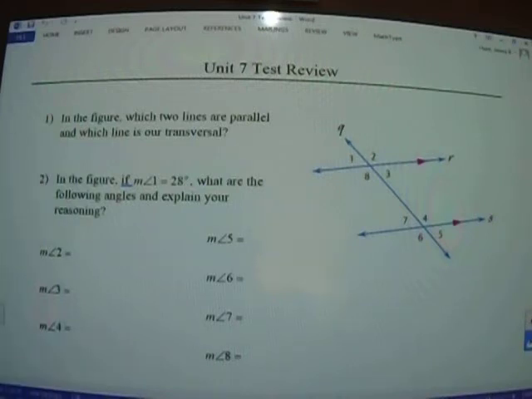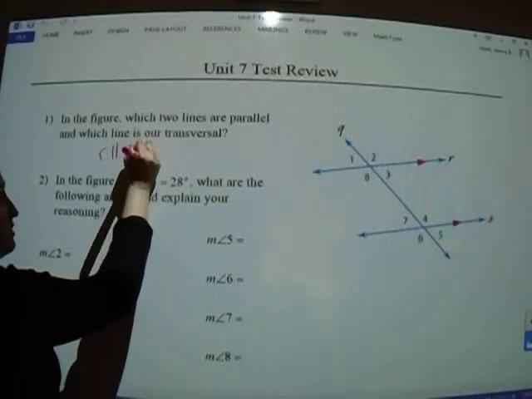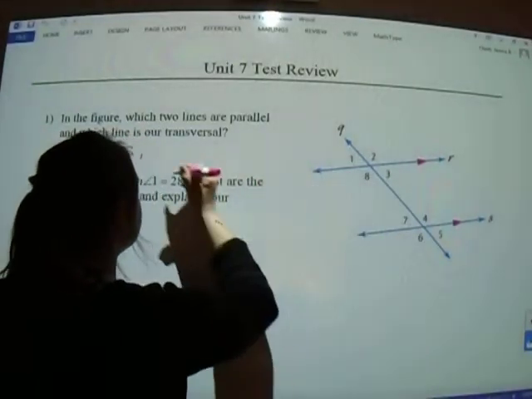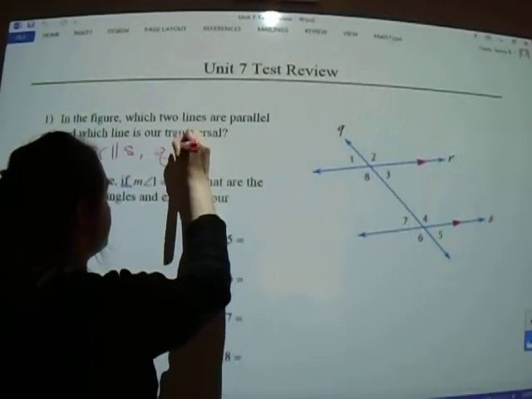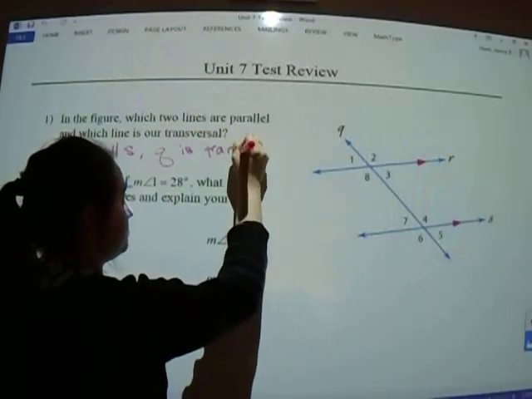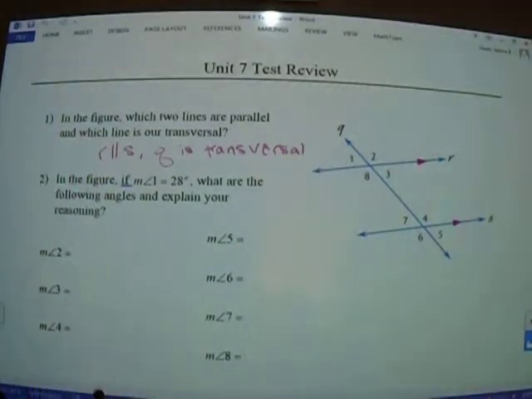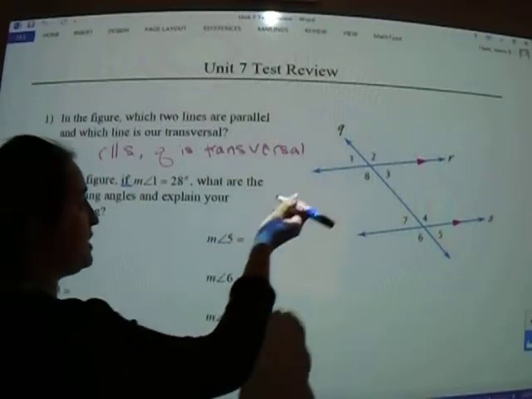Alright? So, in the figure below, which two lines are parallel and which line is our transversal? Easy. R is parallel to S, right? And Q is our transversal. Okay, not bad.